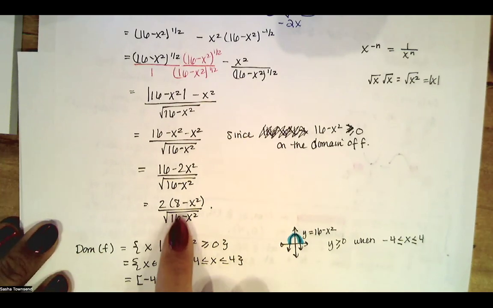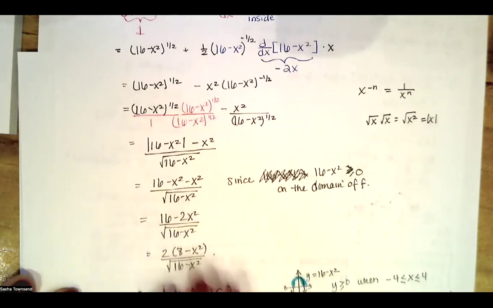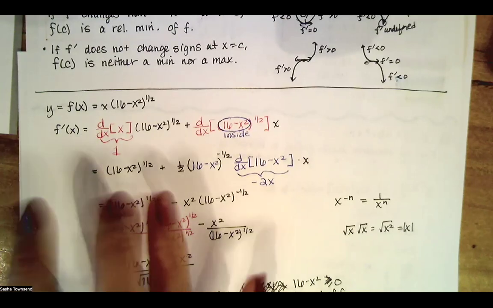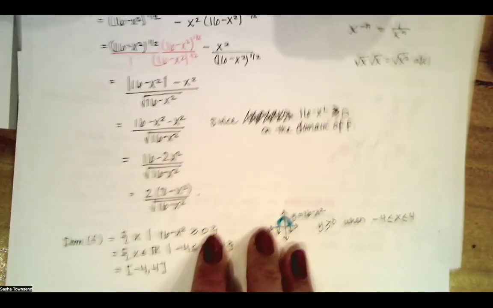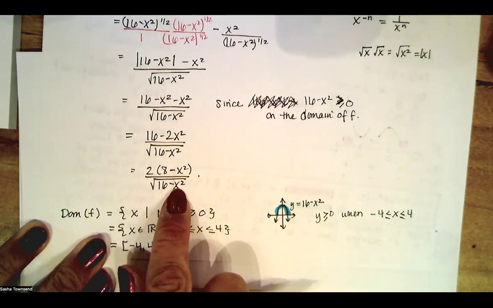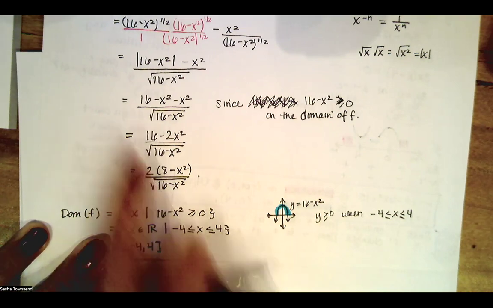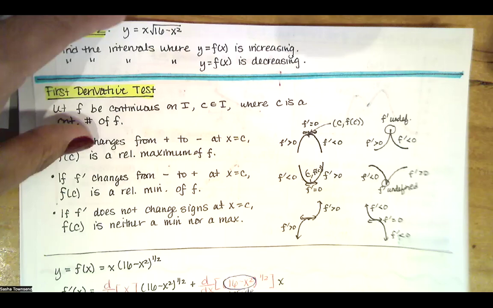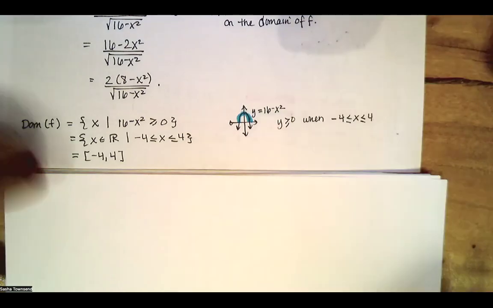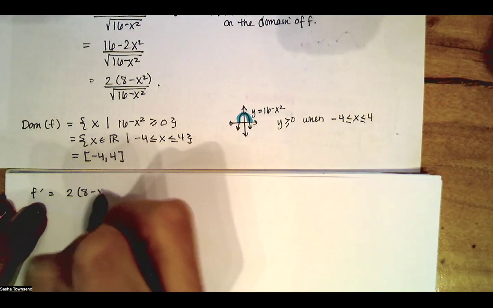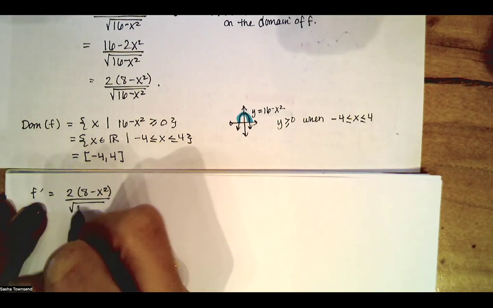And we want the critical values of this function on its domain. So we want f prime to be either 0 or undefined. Well, obviously f prime is undefined whenever the denominator is 0. So f prime is undefined when 16 minus x squared is 0, which means that x equals plus or minus 4. And we can kind of see that. Say f prime is 2 times 8 minus x squared, all divided by the square root of 16 minus x squared.